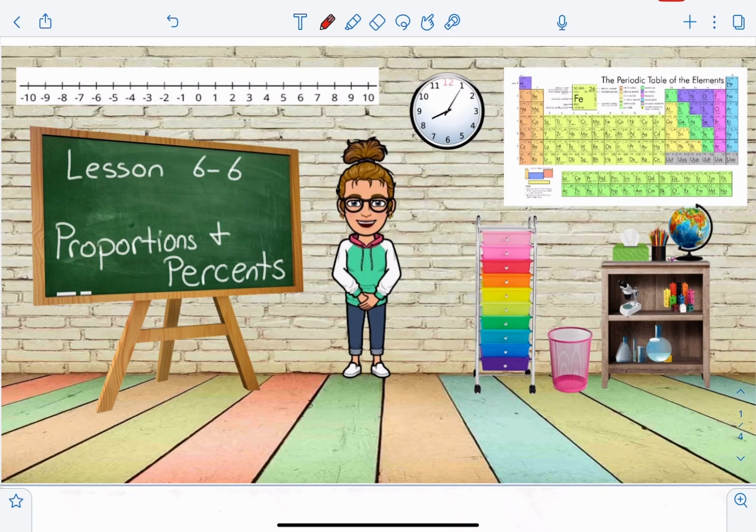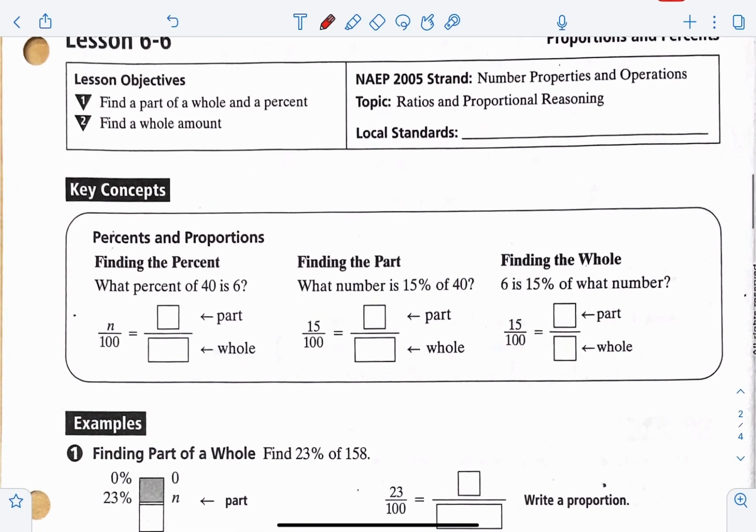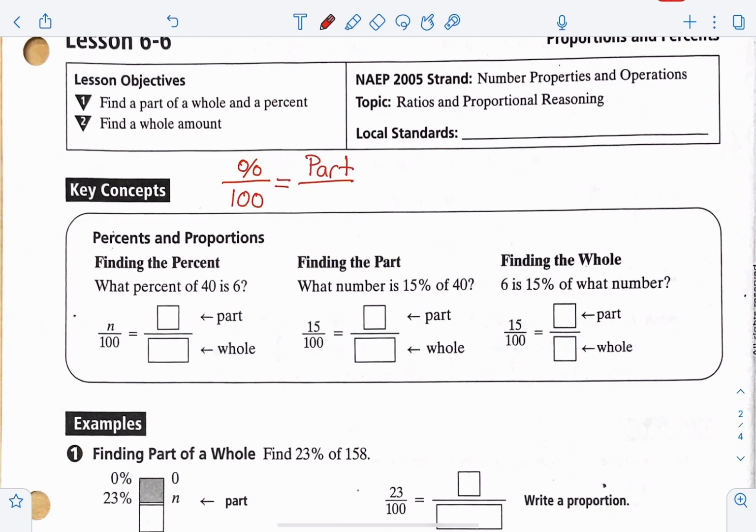In this video, we'll be doing lesson 6-6, where we look at proportions and percents. So when we're setting these up, we're going to be using percents, parts, and wholes. Every time we set it up, we're going to set it up in this fashion, where we have a percent over 100 equals part over whole.